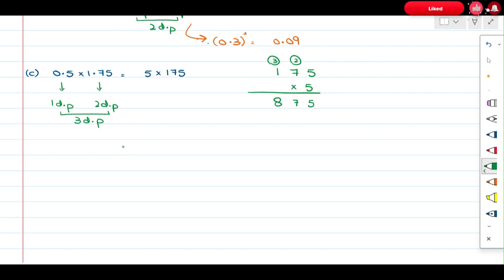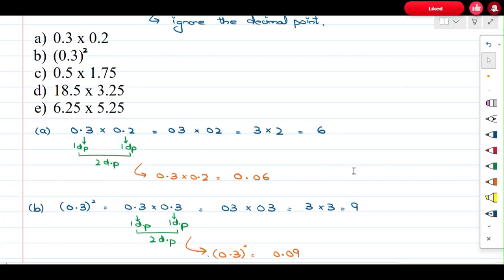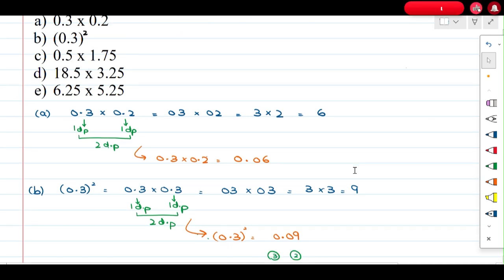Okay, so what would be the answer here? Now we can say 0.5 multiply 1.75, its solution should be 0.875. The answer should be in 3 decimal places, meaning after the decimal point there must be 3 digits. This is a simplified answer. Okay, now for part D, 18.5 and 3.25.